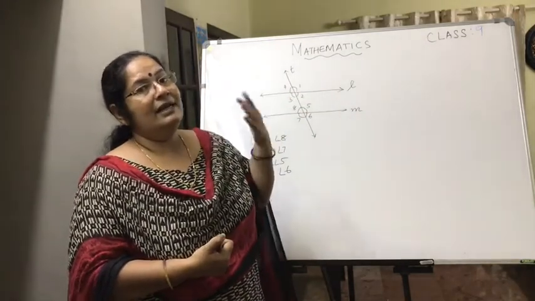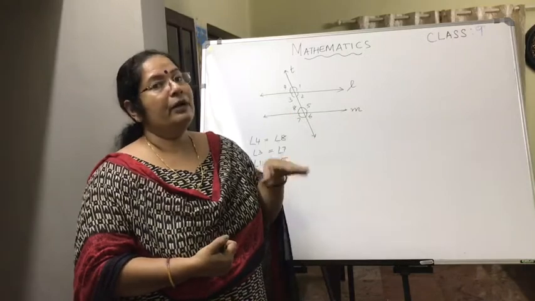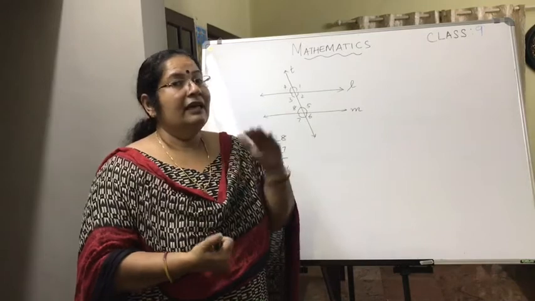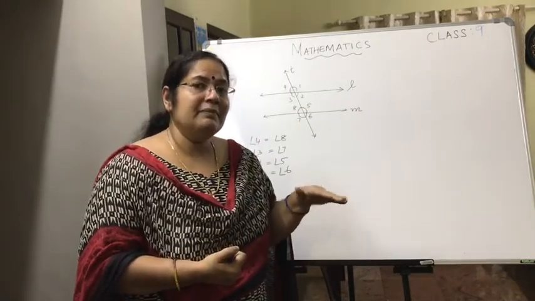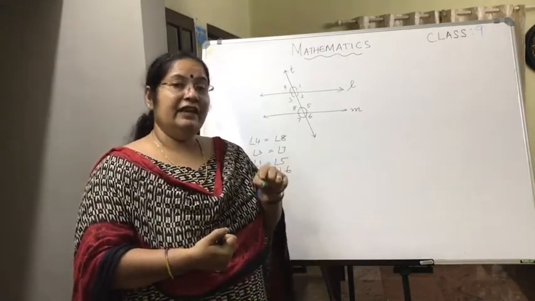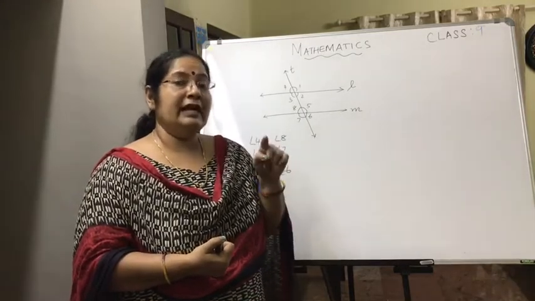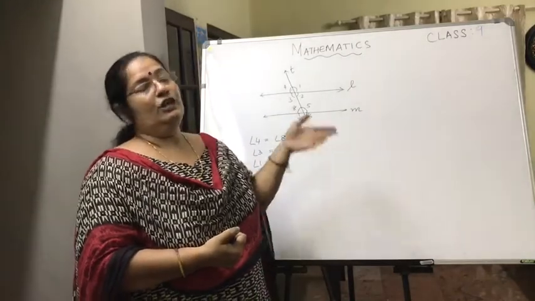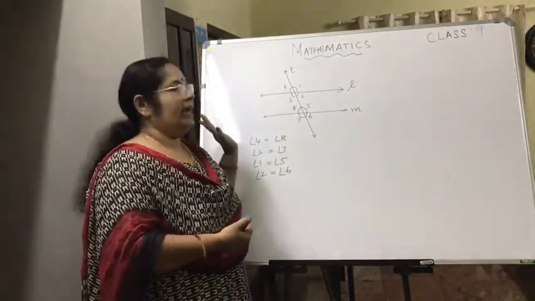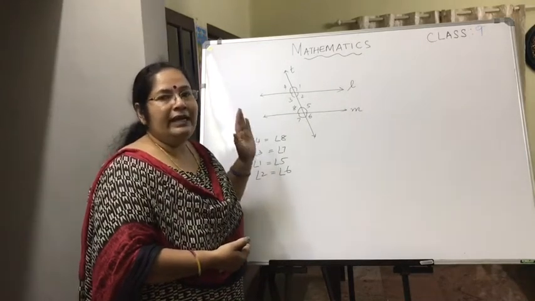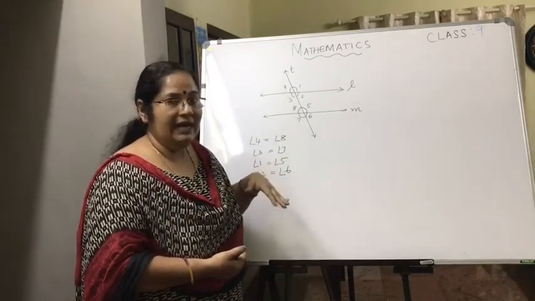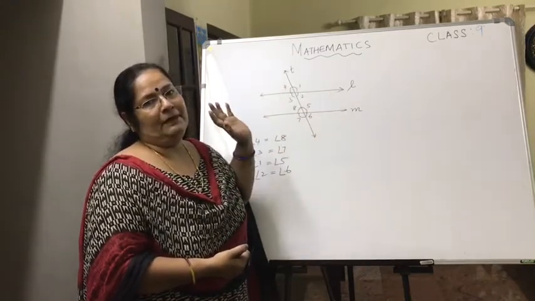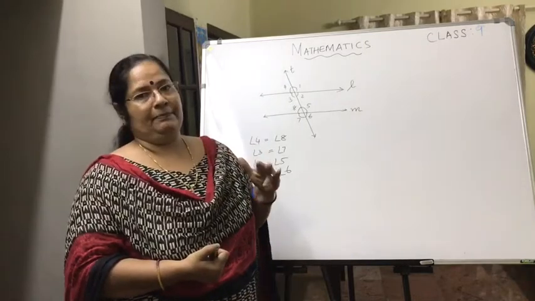If parallel lines are intersected by a transversal, the pair of corresponding angles are equal. The converse will be: if 2 lines are intersected by a transversal in such a way that the pair of corresponding angles are equal, then the lines are parallel. So if I say that angle 4 is equal to angle 8, these 4 and 8 being corresponding angles, then what does it mean? Line L will be parallel to line M. So this is the corresponding angles axiom.